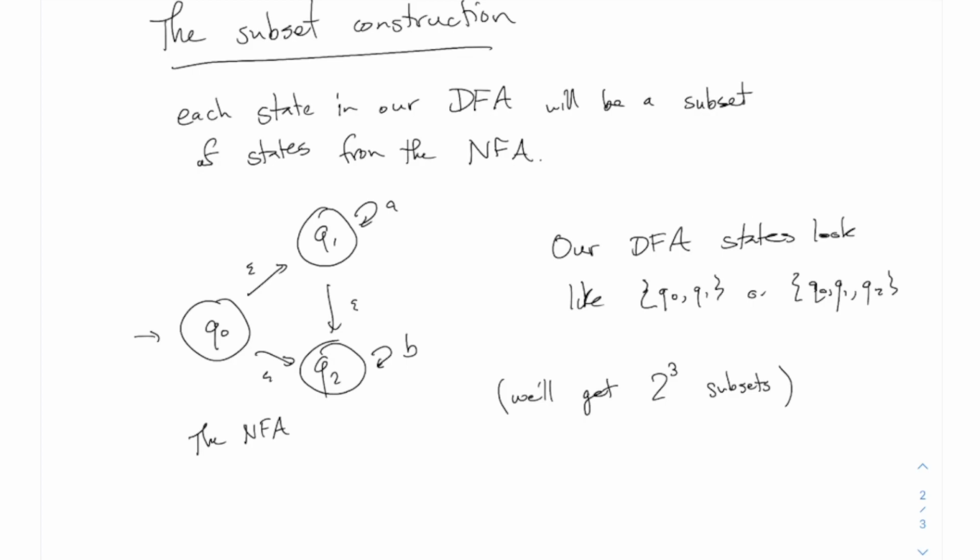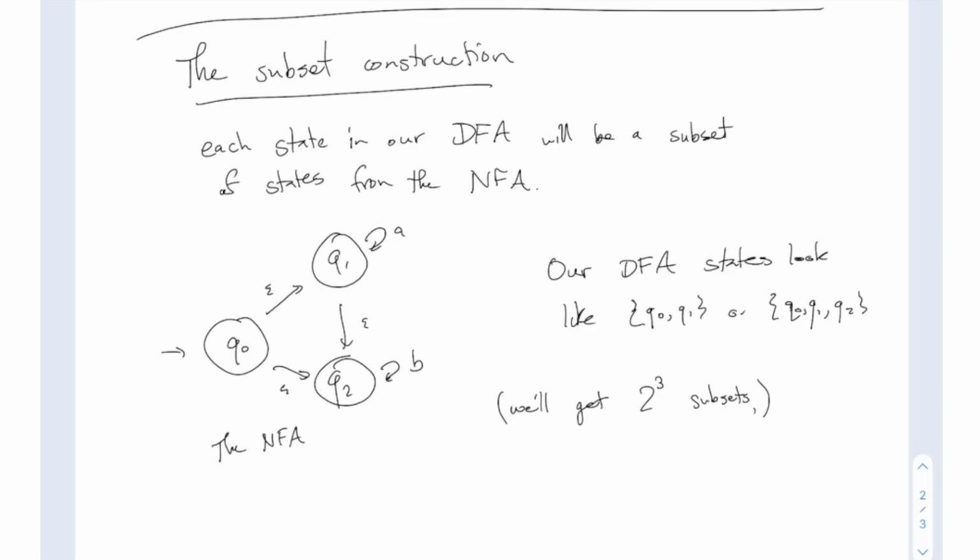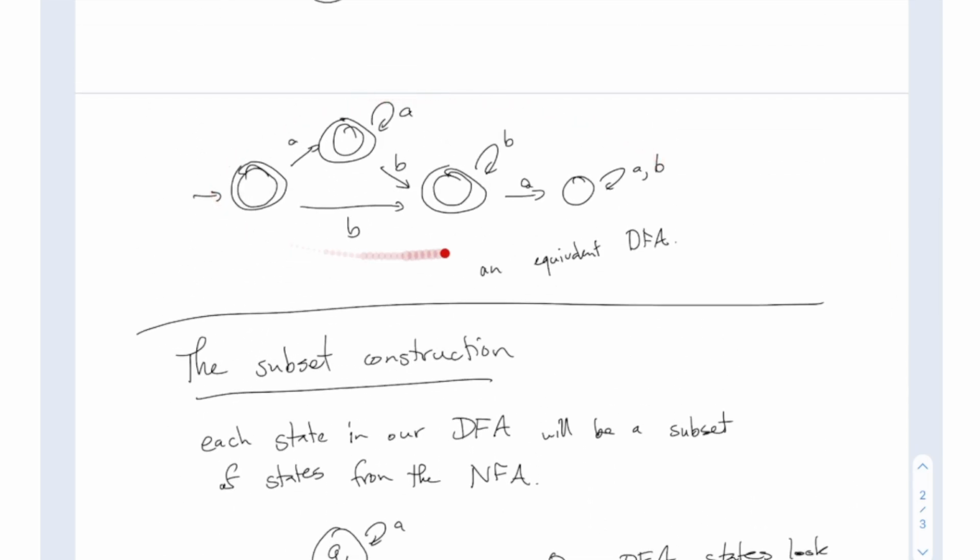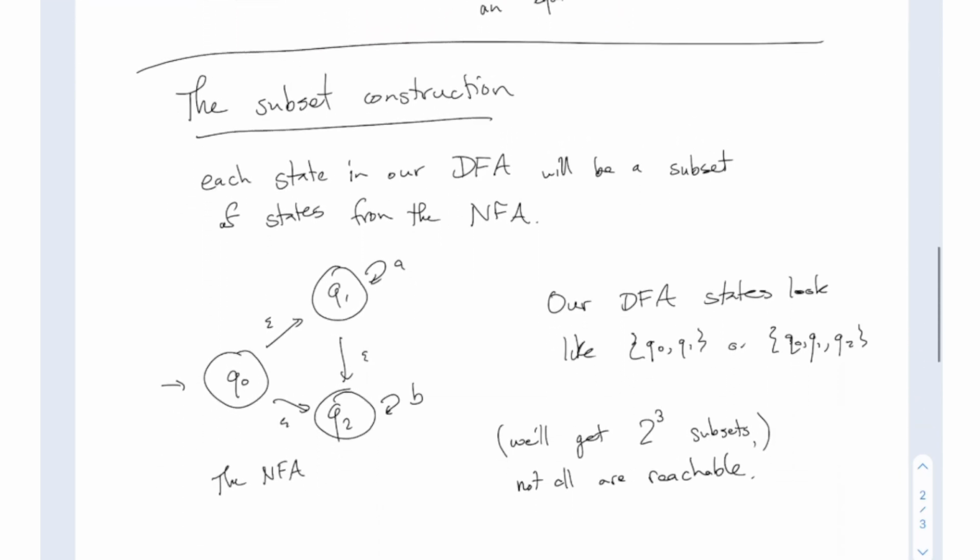So the size of the DFA could be quite large. In this case, it could have 8 subsets. But just like in the product construction, you usually don't need all of them. So we're only going to use the ones which are reachable from the starting state. I'll just say not all are reachable. You already know the answer is going to turn out to be this thing. We're going to end up with only 4 states. So we don't actually need all 8 of them, but you could write down all 8 of them if you wanted to.